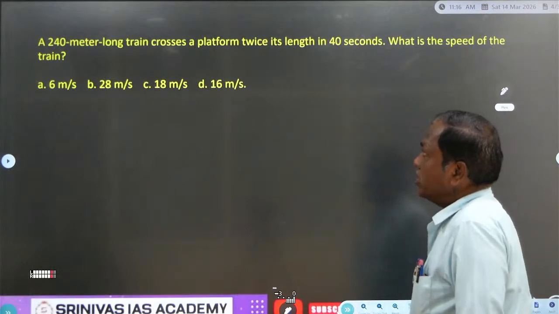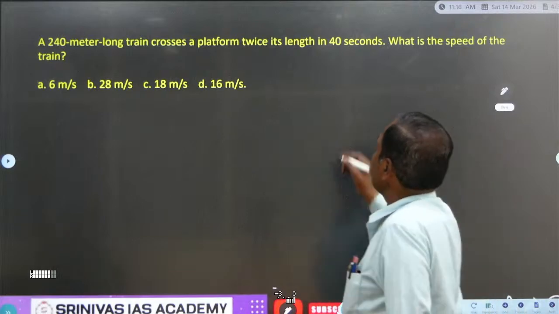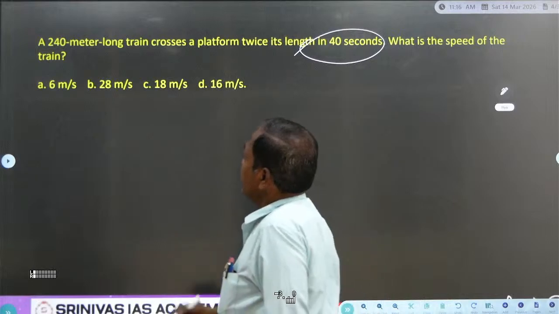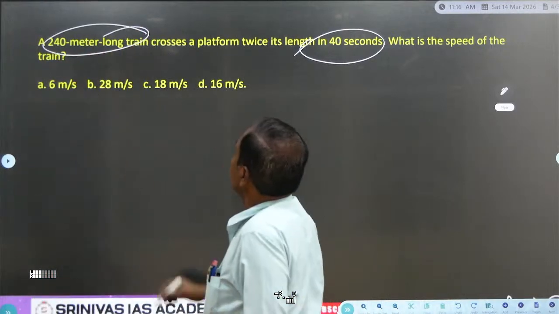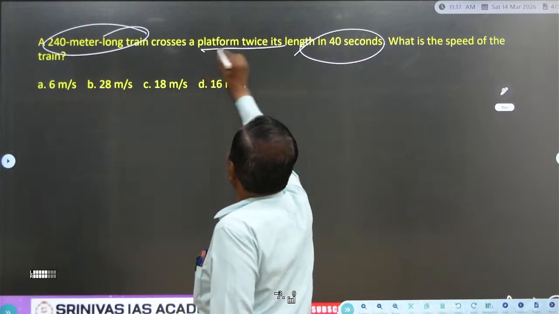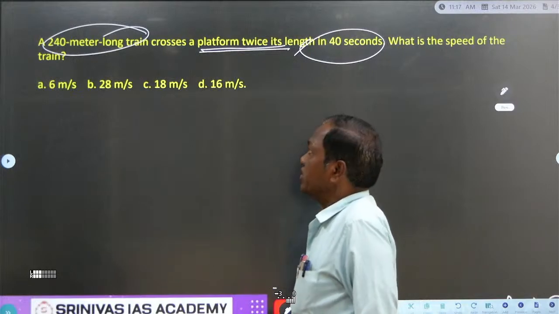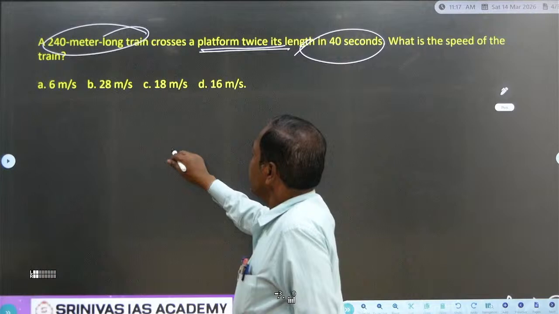Now, a 240 meter long train crosses a platform twice its length in 40 seconds. Time is given, 40 seconds. A 240 meter long train, this is the length of the train, crosses a platform of twice its length. Twice means 240 into 2, like that. What is the speed of the train?